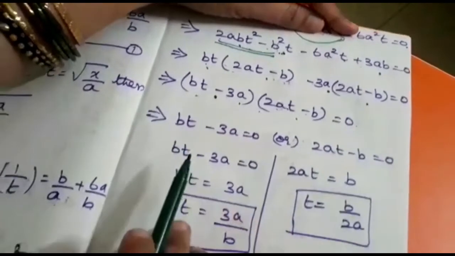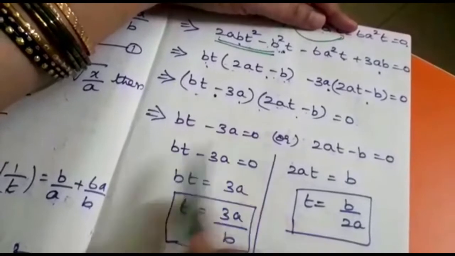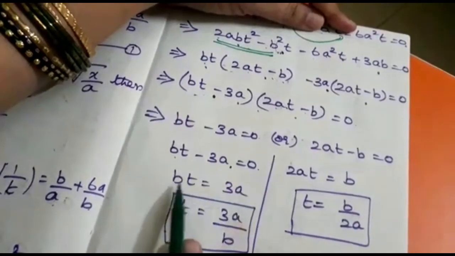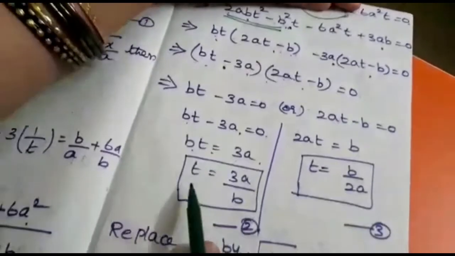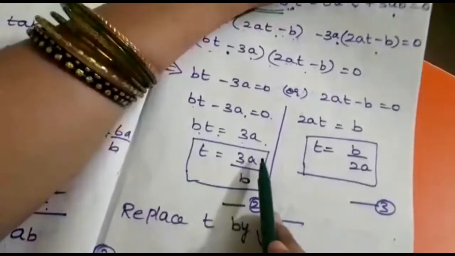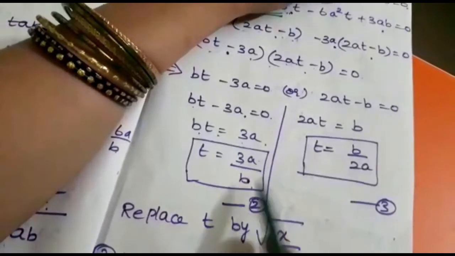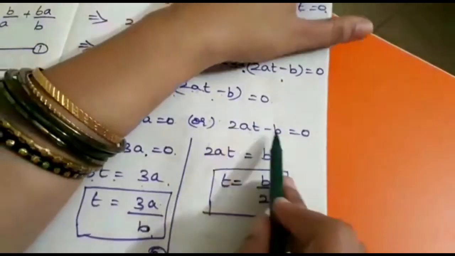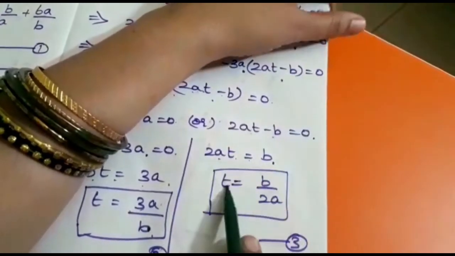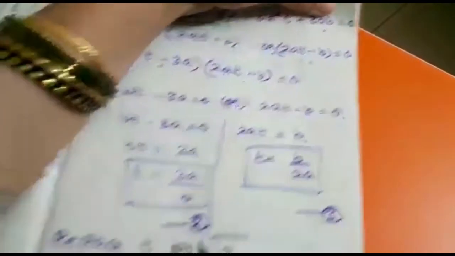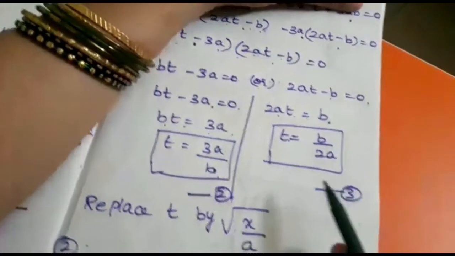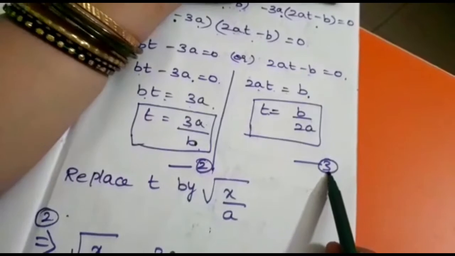So first I am going to consider bt minus 3a is equal to 0. So bt is equal to 3a. T is equal to 3a by b. Here 2at minus b is equal to 0. 2at is equal to b. T is equal to b by 2a. So this one I can take as a second equation. This one I can take as a third equation.